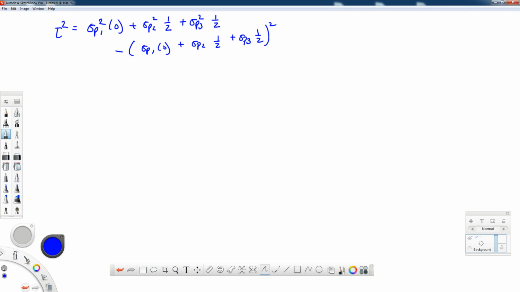Remember, n1 is equal to 0. Sigma p1 squared times 0, plus sigma p2 squared times a half, plus sigma p3 squared times a half, minus this quantity, 1/2 sigma p2 plus 1/2 sigma p3, squared. Now, let's go ahead and work with this just a little bit. We'll do a little bit more algebra. The first two terms we're going to write down this way.